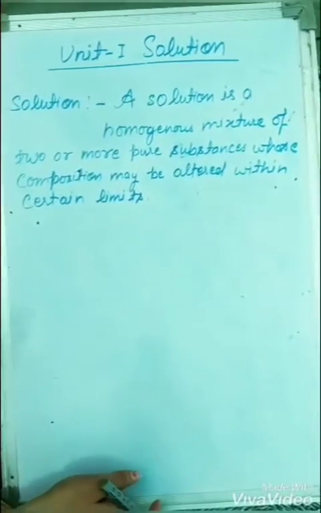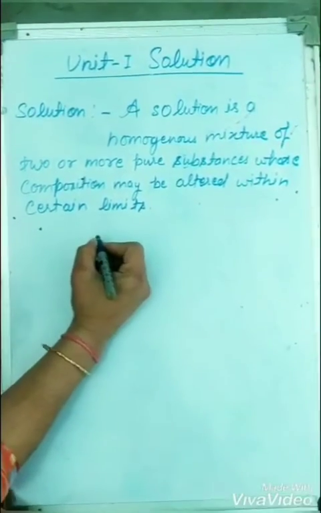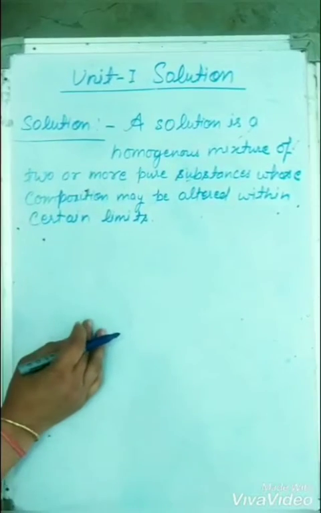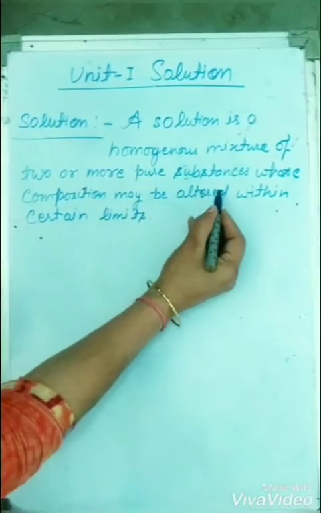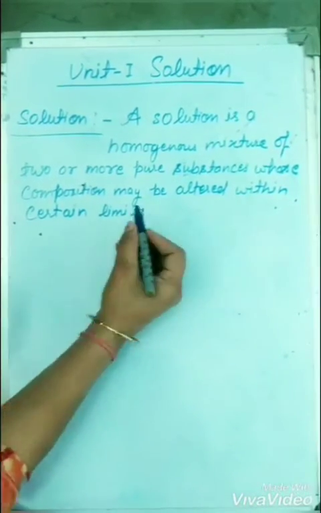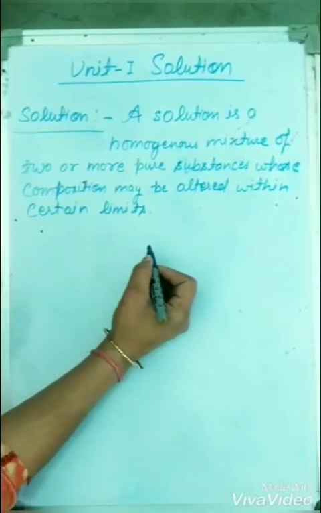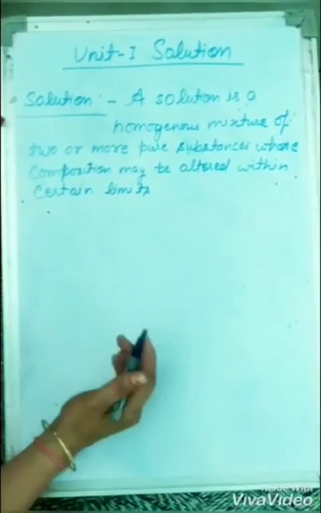Now we start our topic. Our topic is a solution. Now first, we know about the solution. Solution is a homogeneous mixture of two or more pure substances whose composition may be altered within certain limits. हम इसके limits को different time में change भी कर सकते हैं.